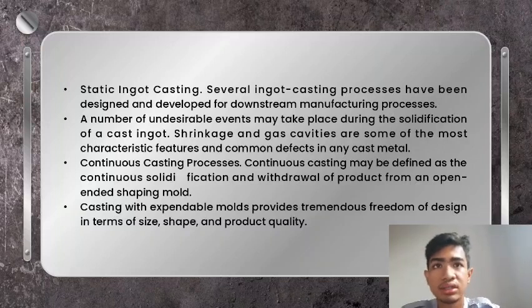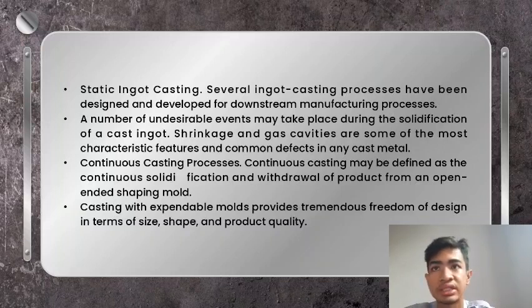A number of irreversible events may take place during the solidification of a cast ingot. Shrinkage and gas cavities are some of the most characteristic features and common defects in any cast metal. In ingots, these range from a conventional cavity that forms at the open end of the ingot called a pipe, and may involve more than 20% of the total ingot length, to internal porosity involving microscopic pinholes.